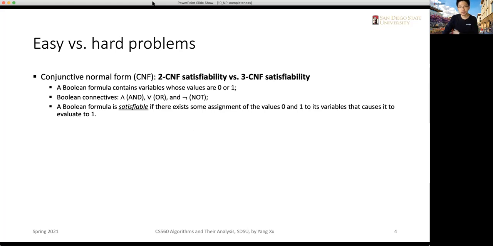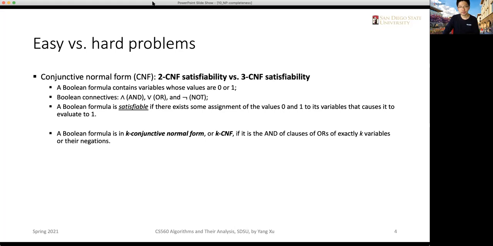So we have the 2-conjunctive and the 3-conjunctive. Basically, we can define a K conjunctive normal form, which is K-CNF. If the formula looks like a series of ANDs of ORs, and what's within each OR is K variables, then we say it's K-CNF.